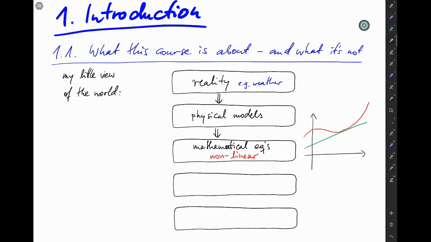Obviously, or apparently, there's a problem, and you can approximate these non-linear mathematical equations by linear ones. So let me write mathematical equations and now linear, which is good. But you can see we're not yet at the final box. There must be another difficulty, but infinite dimensional. What does that mean?